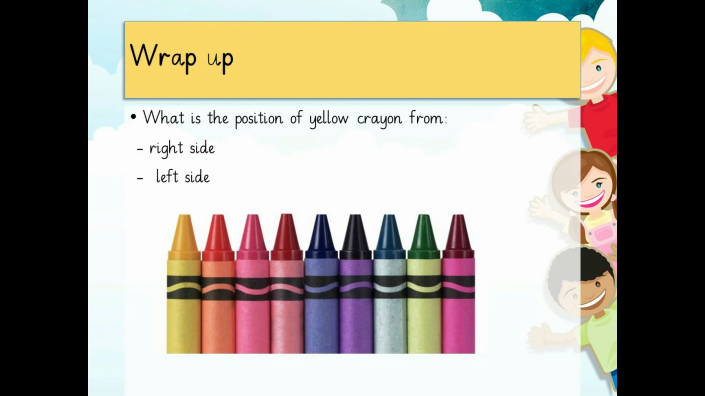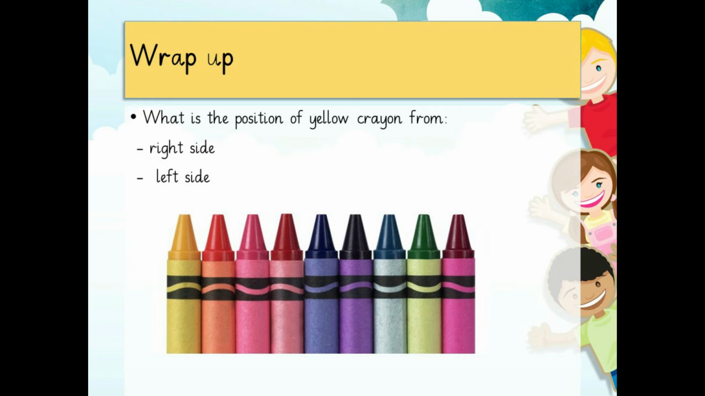Coming towards the last segment of the lesson, wrap up. You have to think about the given question. What is the position of yellow crayon from right side and from left side? Just think about it. There are different colored crayons in a row, and you have to identify the position of yellow crayon in terms of ordinal numbers from both of the sides, from right and from left. Isn't that difficult? Yes? Come up with your answer.